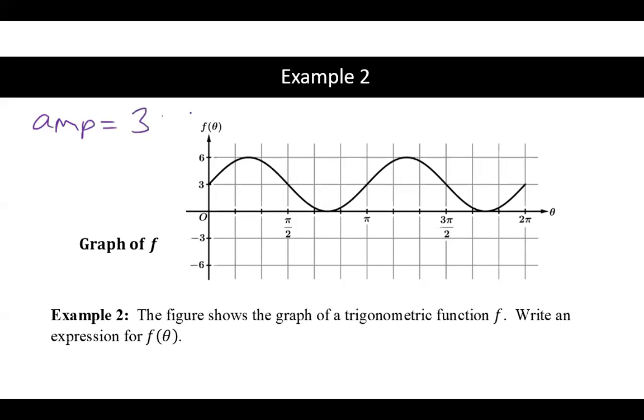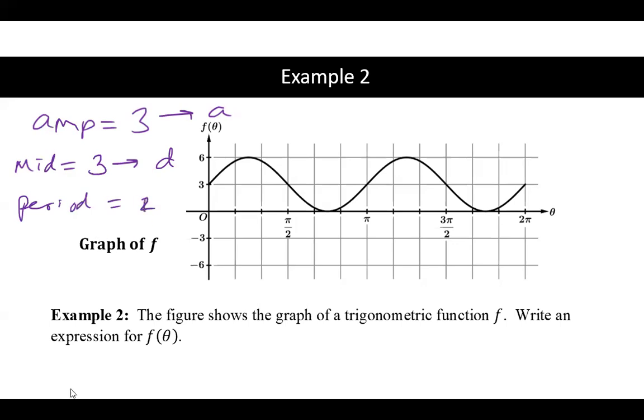My amp is 3, which makes it my what? My A. Perfect. What is my midline? It's also 3, which makes this my what? D. Perfect. What was my period? 2. And how did that change?